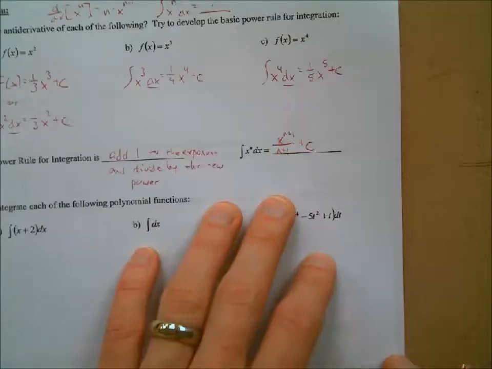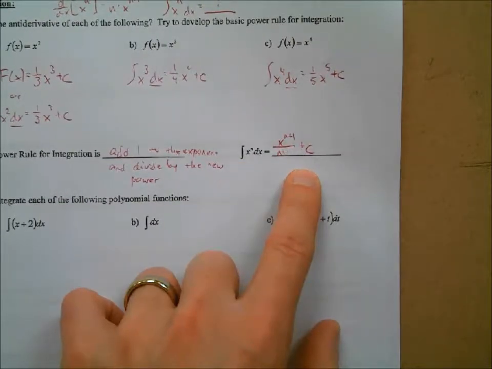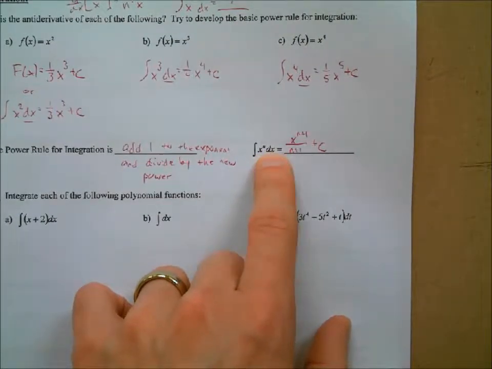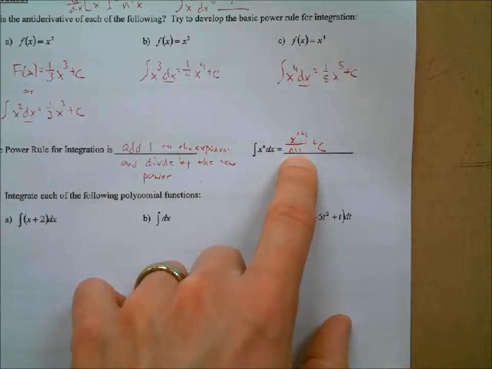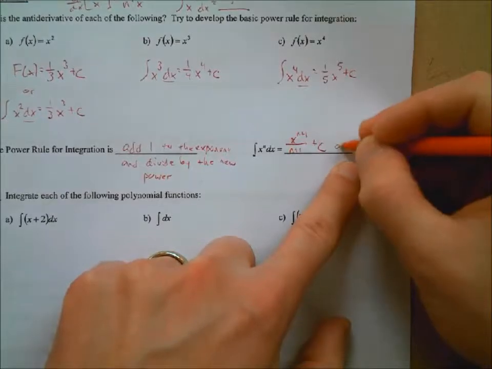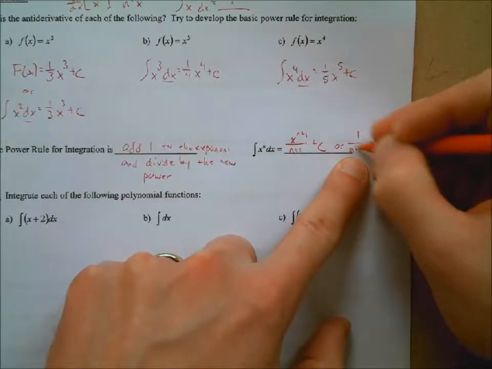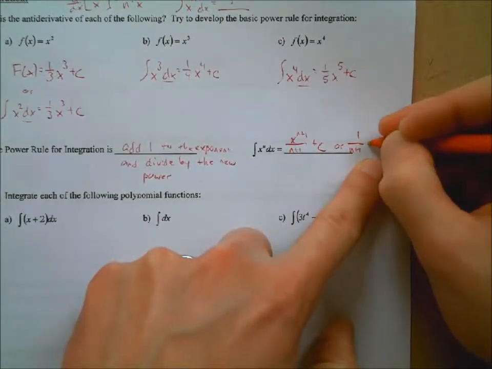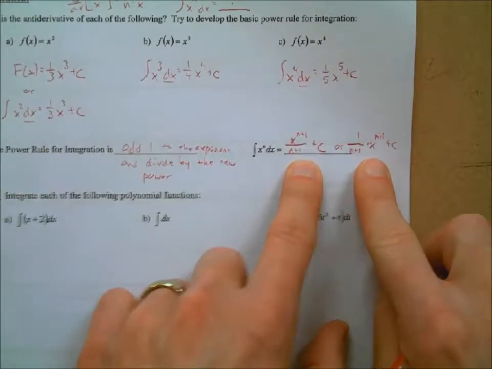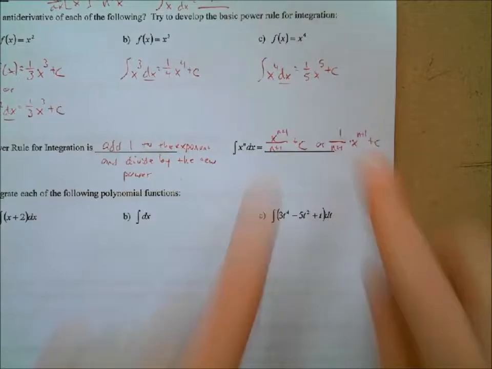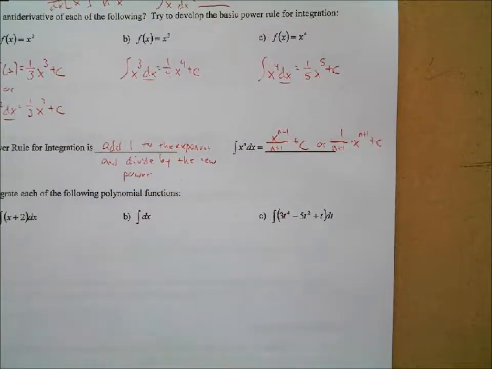Okay, that is our power rule here. The integral of x to the n with respect to x is x to the n plus 1 over n plus 1 plus c. Or you could write it as 1 over n plus 1 times x to the n plus 1 plus c, like that. Either way is acceptable there, right? They're both the same thing. Okay? Questions? Yes?